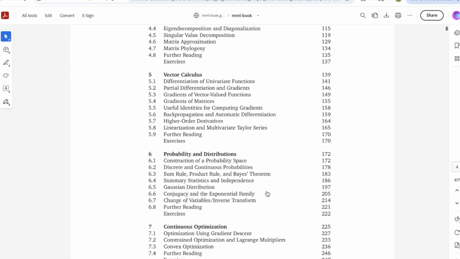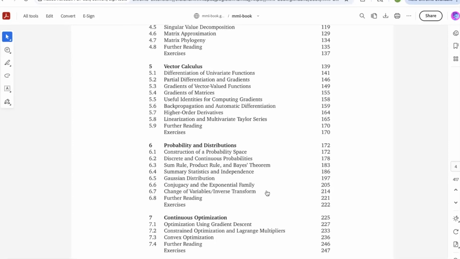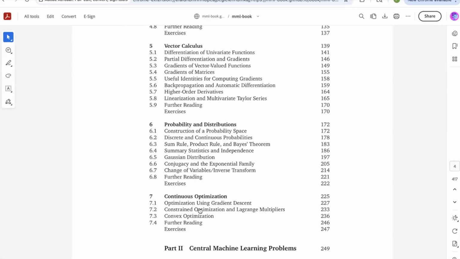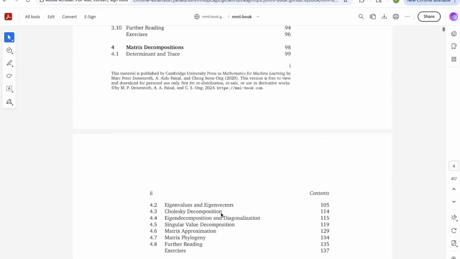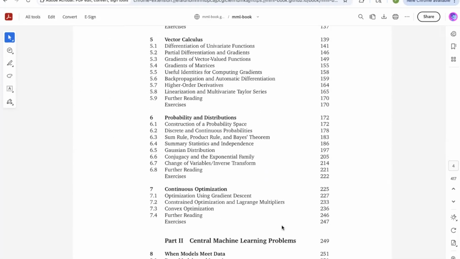Also, this textbook covers probability and distribution, especially different families of discrete and continuous probabilities, Gaussian distributions, a little bit about principles of Bayesian statistics, and eventually talks about optimization using gradient descent and some basics of convex optimization. So these are extremely important topics to learn. And as you can see, this is about 250 pages.